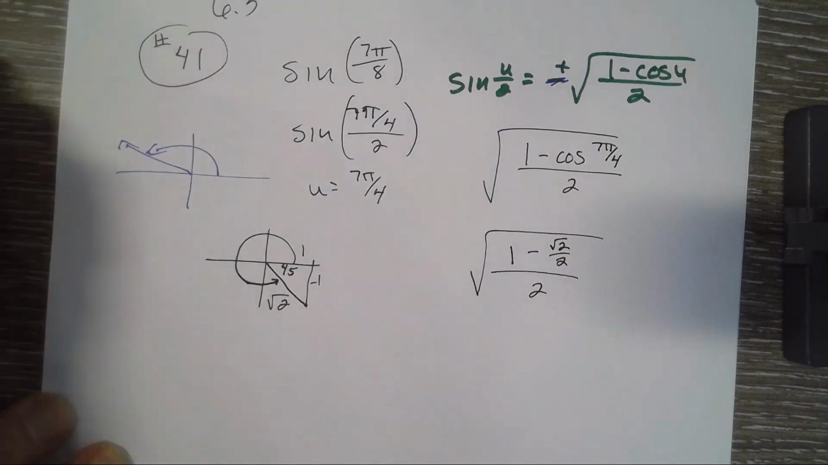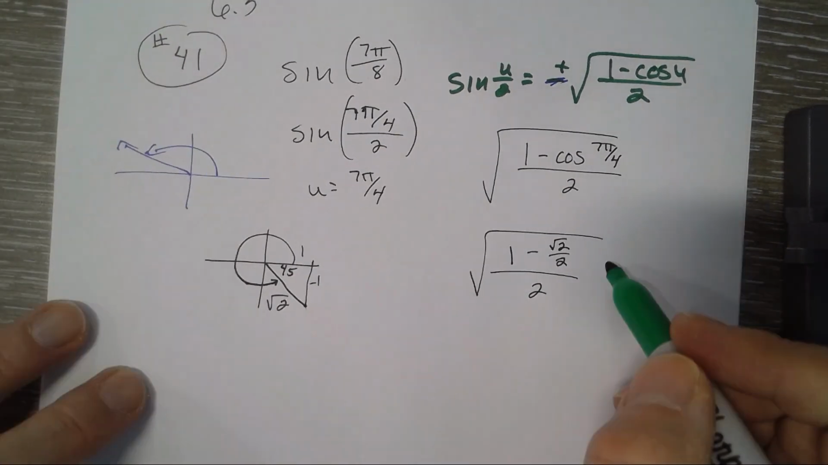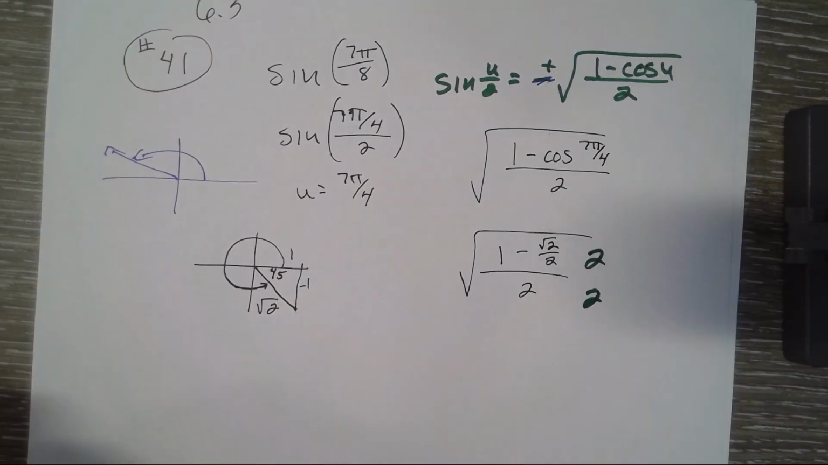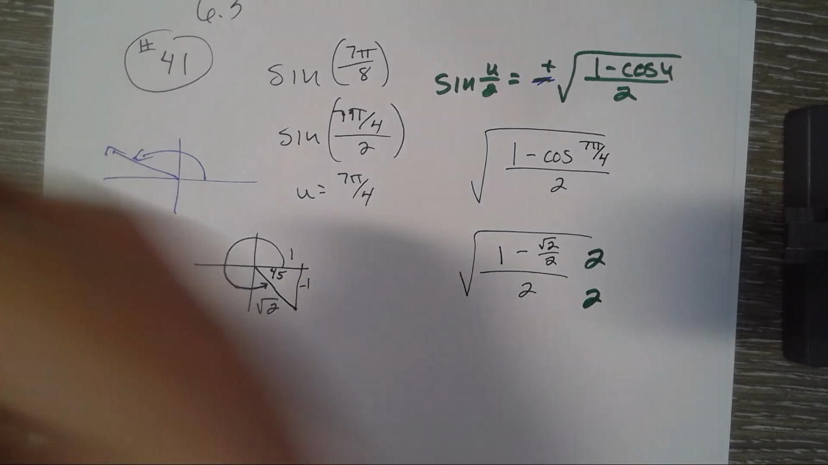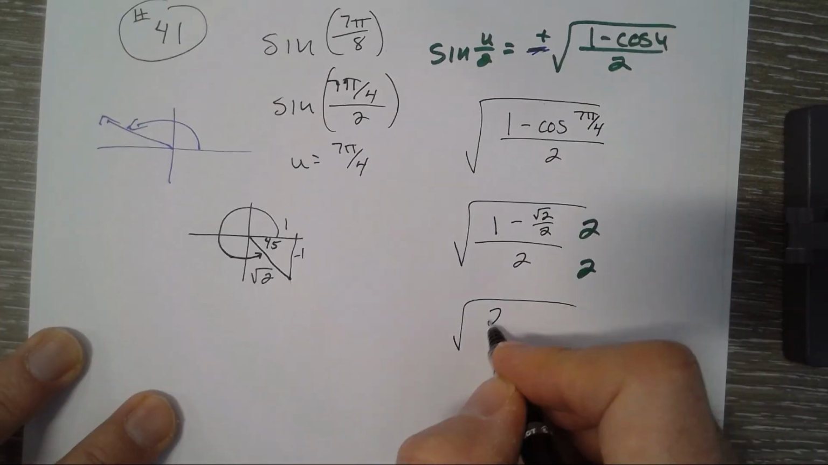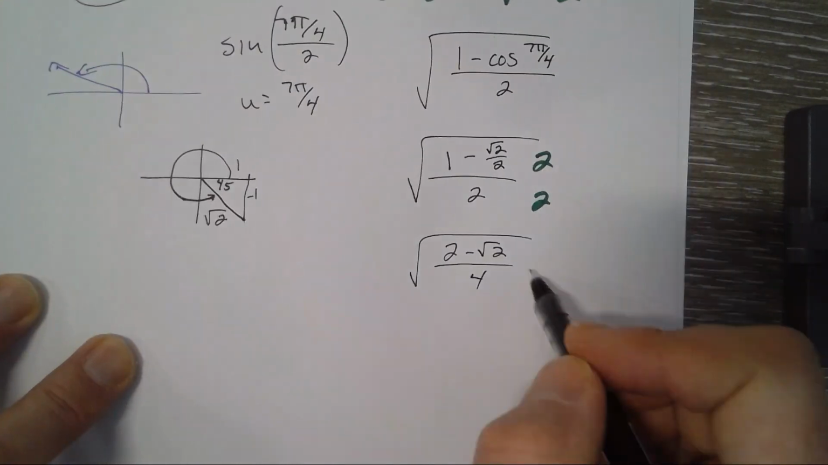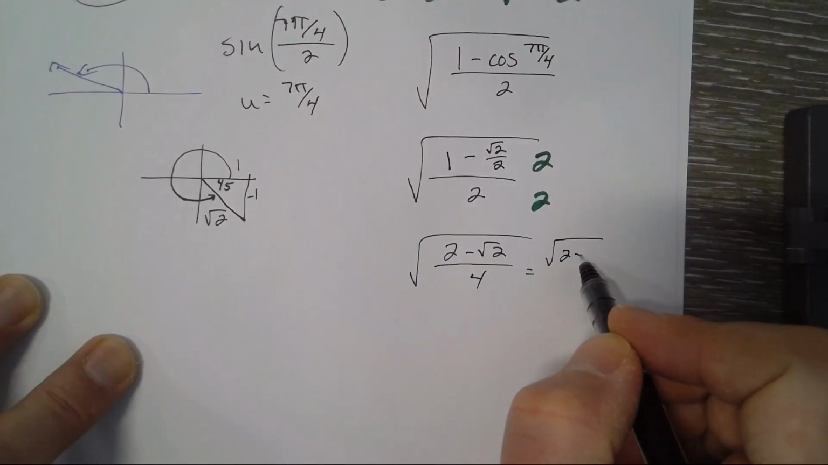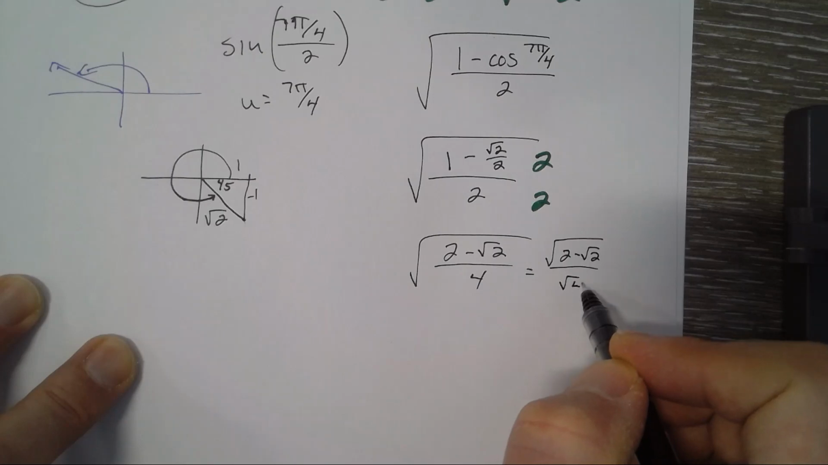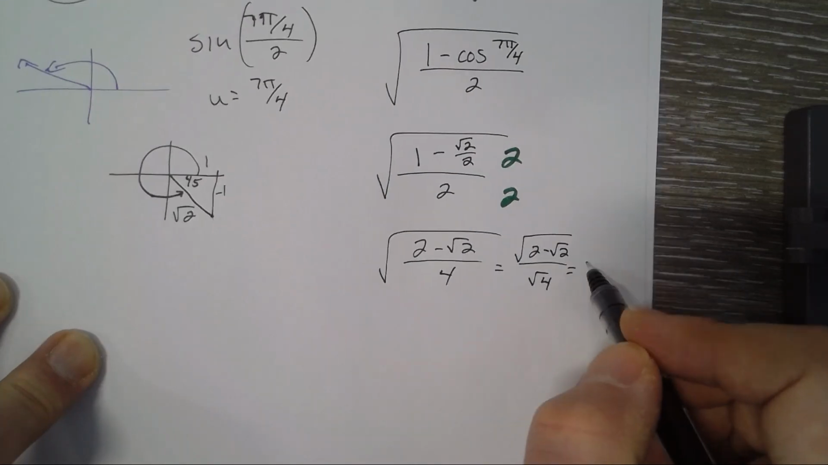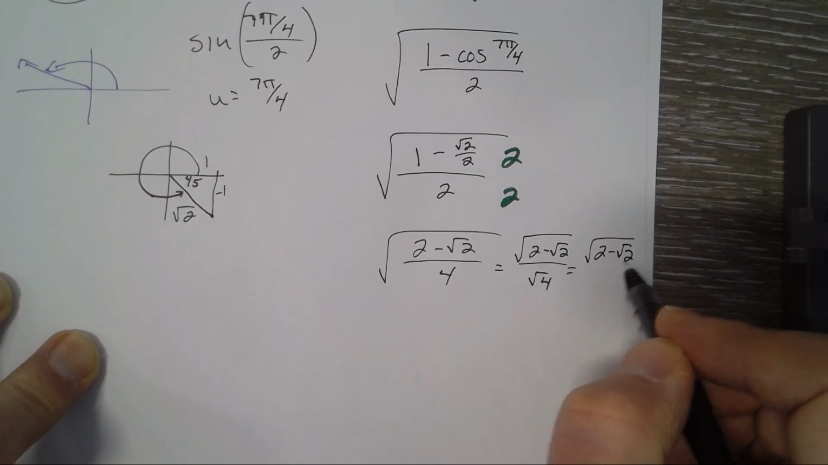And now we can multiply the top and bottom by 2. So I get the square root of 2 minus the square root of 2 over 4. So square root of the top over the square root of the bottom gives me 2 on the bottom. So square root of 2 minus square root of 2 over 2 would be my answer here.